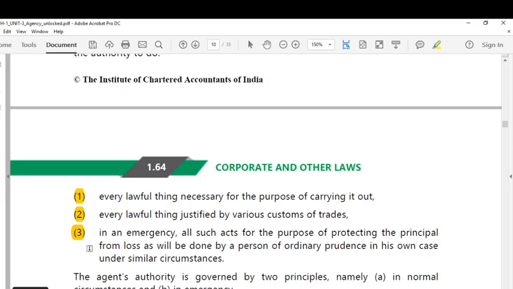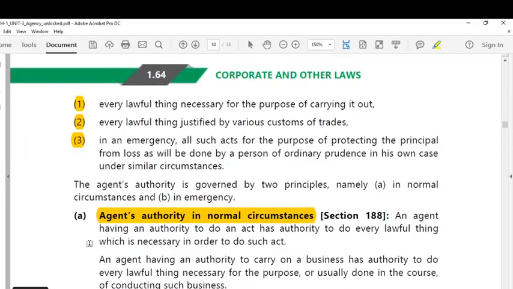to the third parties. The agent's authority is governed by two principles, namely, in normal circumstances and in emergency. So, in normal circumstances, there are certain things which will bind the principal to the third parties, and in an emergency also.